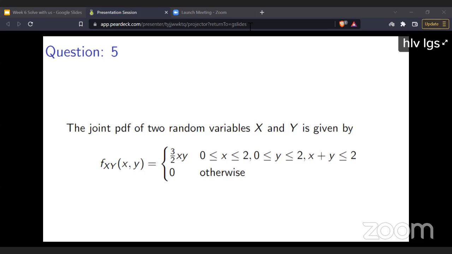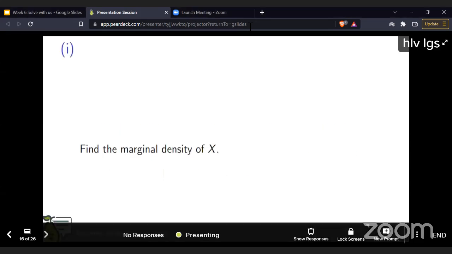We have to find what, ma'am? Yeah, so you have to find the marginal density of X. You can write your responses in terms of the variable, whatever you get. Okay.